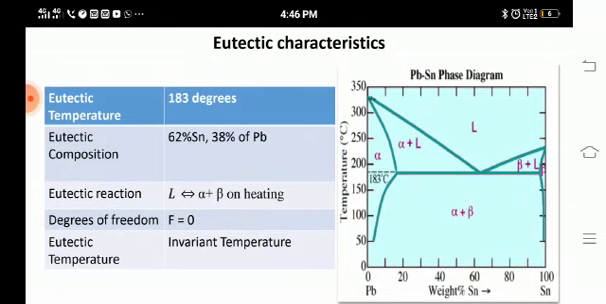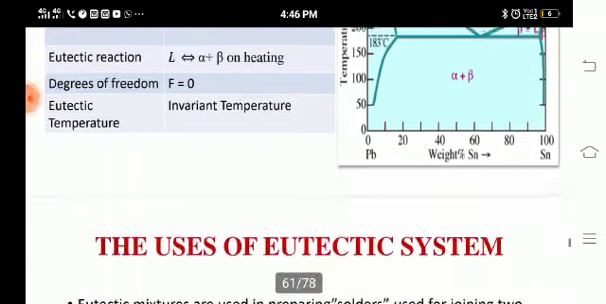The eutectic temperature is 183 degrees centigrade for the lead tin system. The eutectic composition is 62% tin and 38% lead. The eutectic reaction is liquid becomes alpha plus beta while cooling. Alpha plus beta becomes liquid while heating. The degrees of freedom is 0, so this is an invariant temperature and invariant reaction.